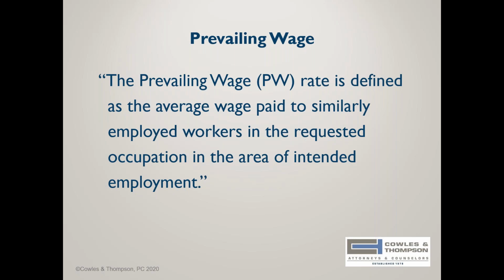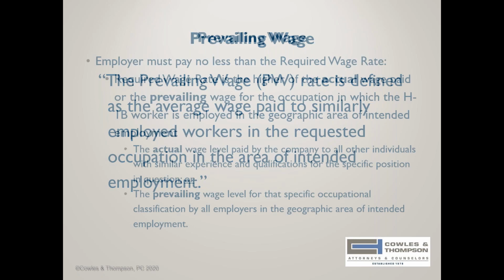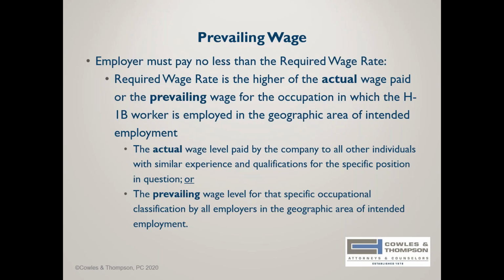So the prevailing wage for a position in rural Texas may not be the same as one in Cincinnati, or it may be different from those in LA. So we have to look at what the prevailing wage rate is for that occupation and the area. That's why the intended employment area is critical. The employer must pay no less than that rate, and the required rate is the higher of the actual wage paid or the prevailing wage.